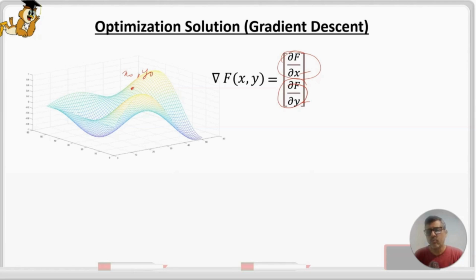Now, what you then do is, the gradient descent algorithm essentially says that the gradient gives you the direction of steepest descent.